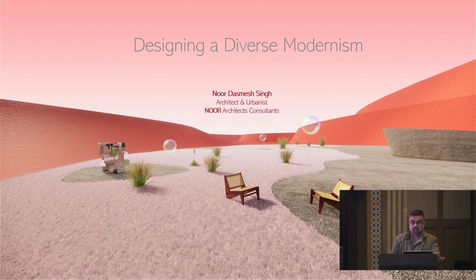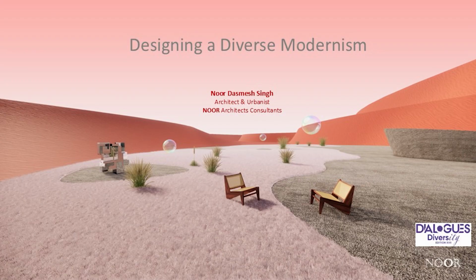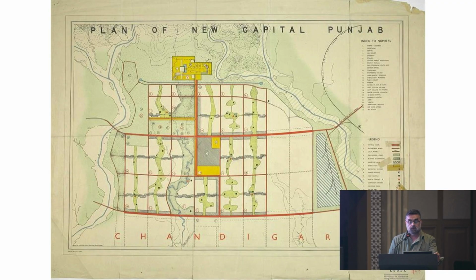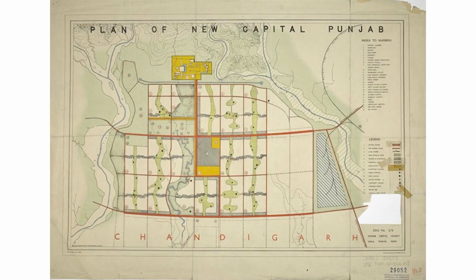This presentation, which I've called Designing a Diverse Modernism, explores in a concise manner how modernism, while shaped by Western and colonizing vision, can be reinterpreted through local contexts. Chandigarh serves as a pivotal example, a crucible where global modernism ideals were transformed into living realities. This is home to us, and our practice germinated in the context of Chandigarh.